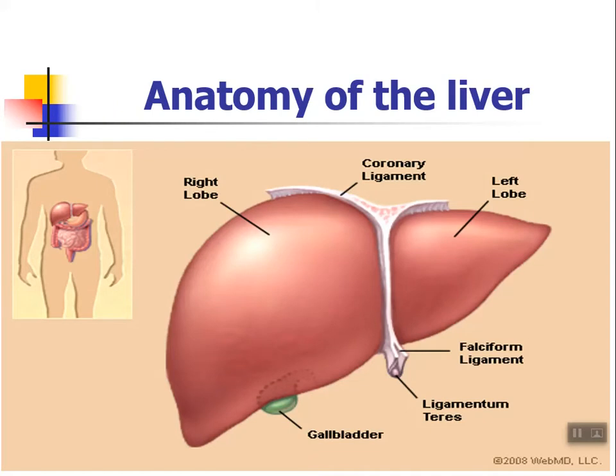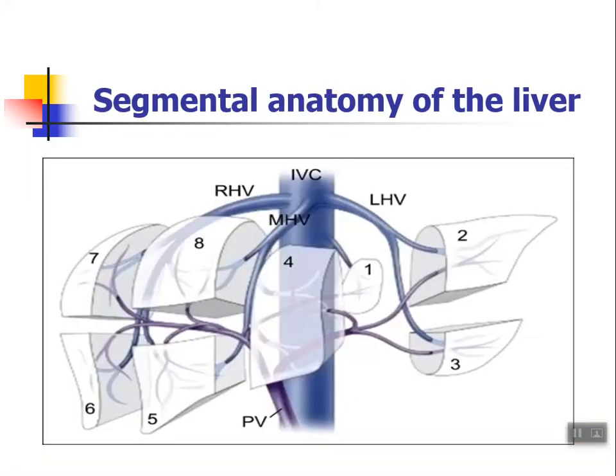This is the classical anatomy of the liver with the right lobe and left lobe. This is the most recent segmental anatomy of the liver with 8 segments, each segment with its separate blood supply and venous drainage, bile duct, and portal vein branch.